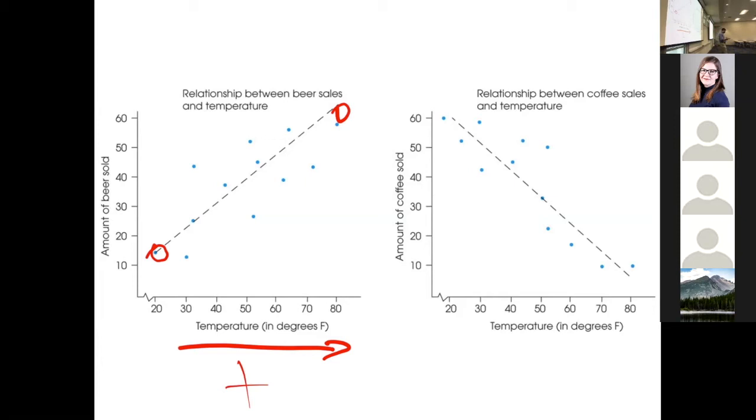On the right-hand side, we have the relationship between coffee sales and temperature. As temperature increases, coffee sales decrease, such that at 80 degrees, we have a lot less coffee sales than we do at 20 degrees. And is this a positive or a negative correlation? Negative, exactly.